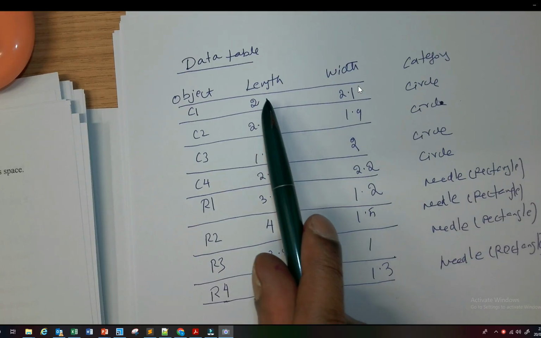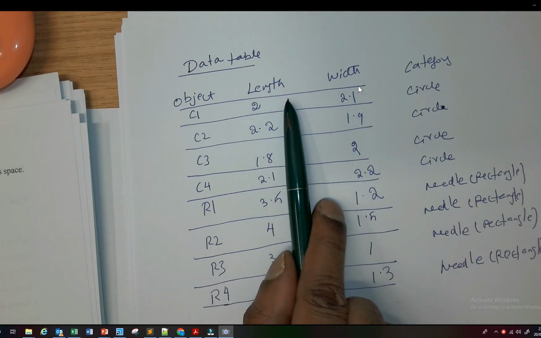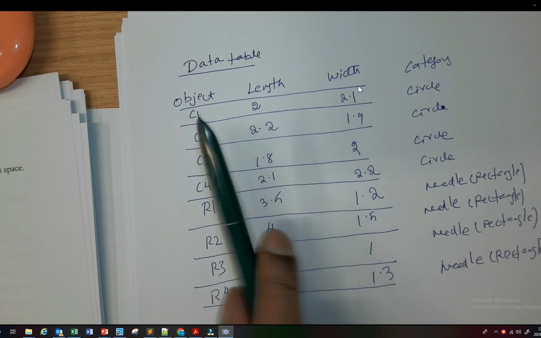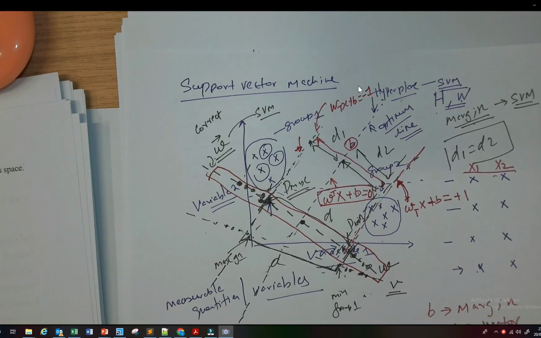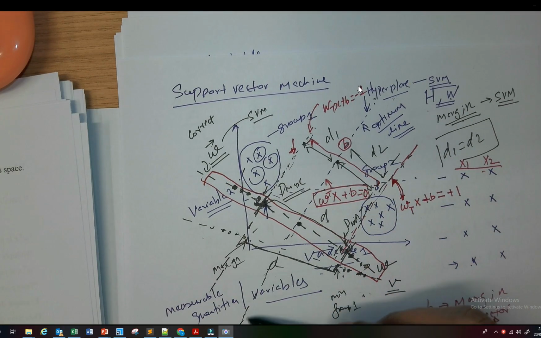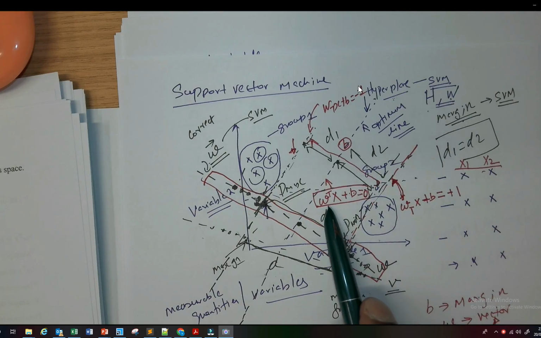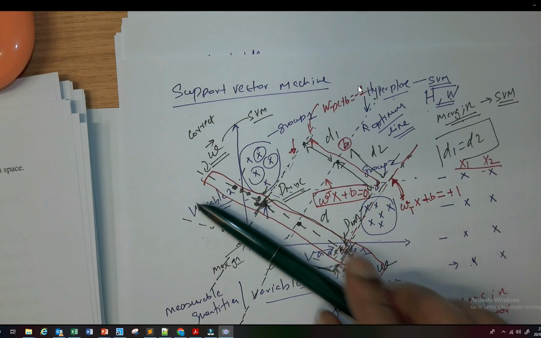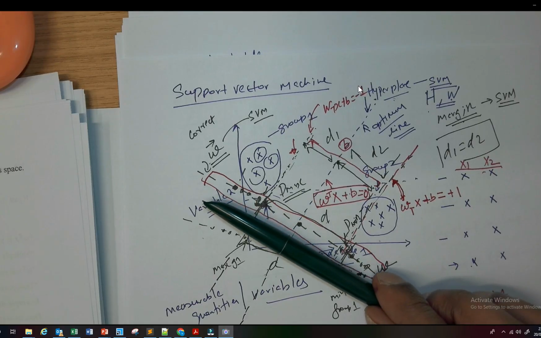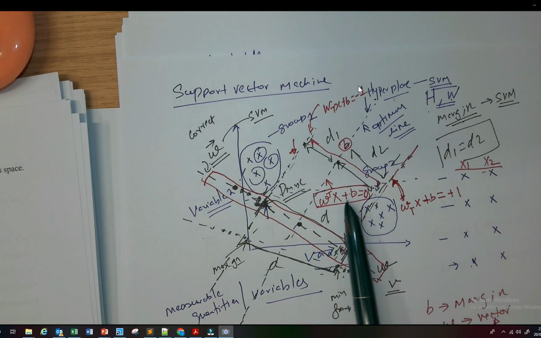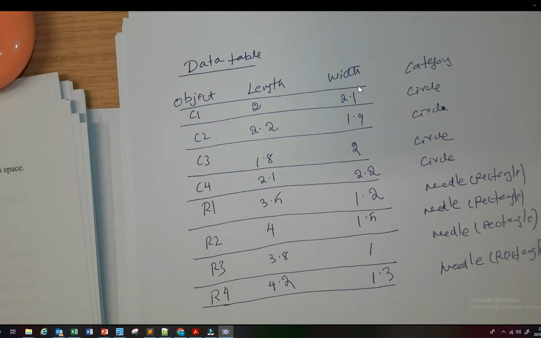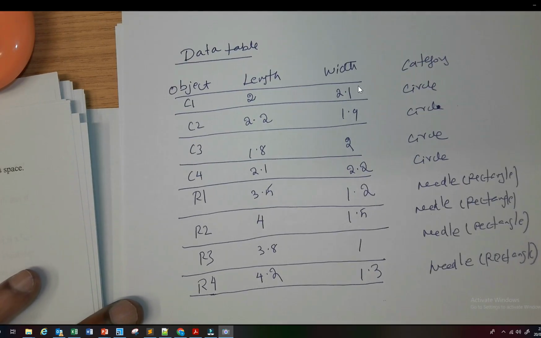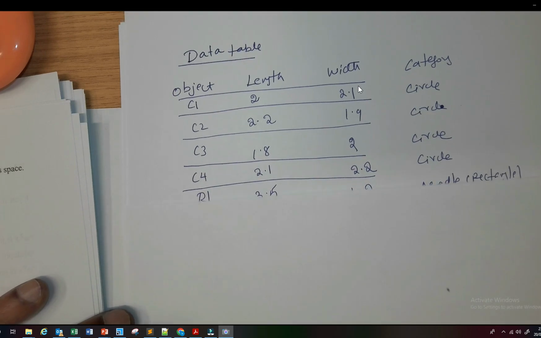For the moment, let's say these are the two quantities that we measured, length and width, and these are the numbers that we obtain. Before we solve this problem, in one of the previous videos, I explained something called the hyperplane, and the equation of that hyperplane is w^T x + b, where w is the vector with the right direction. I need to explain the dimension of this w and x, and how they look.